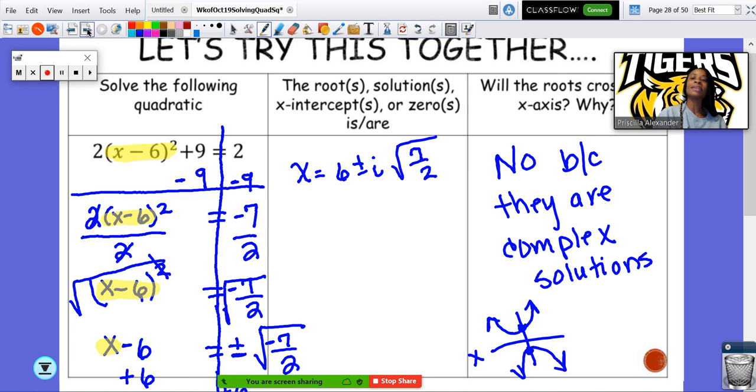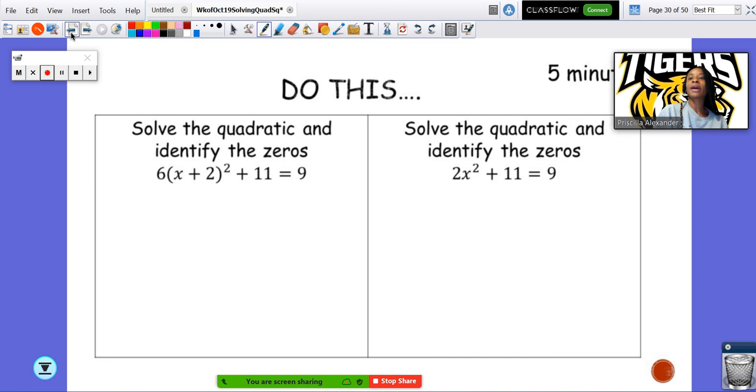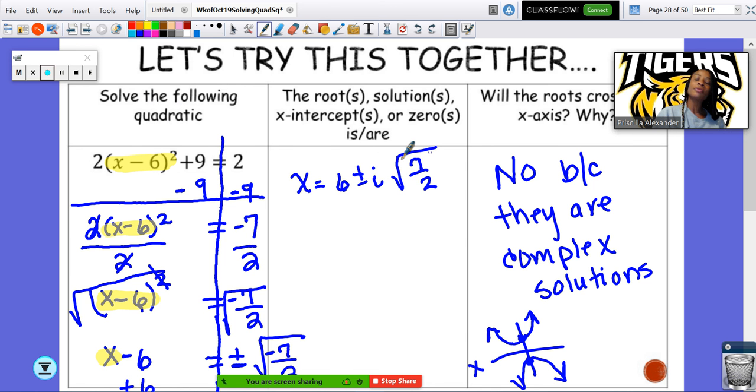Let me see if I got another one in here for us to do together. Nope, babies. Okay, so your job is to try this one out for homework. Refer back to the example so that you will be okay.